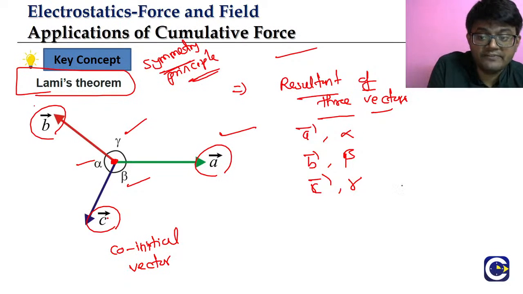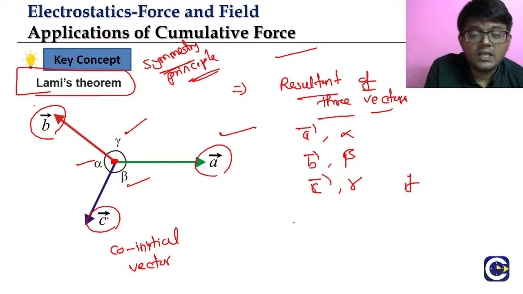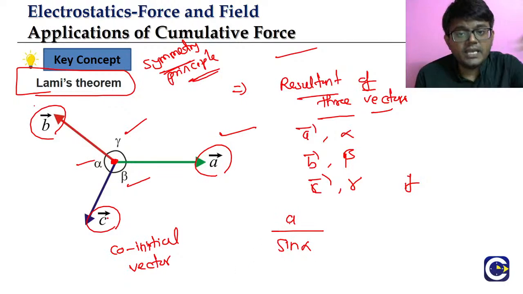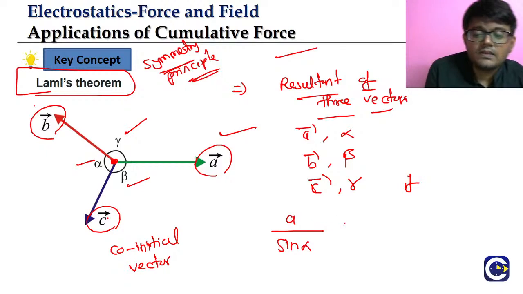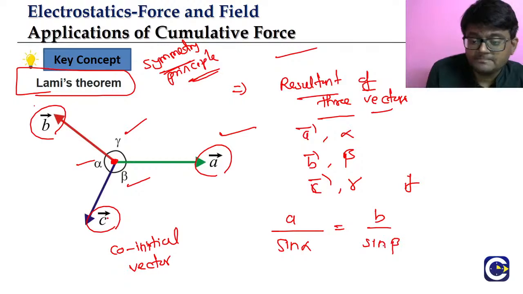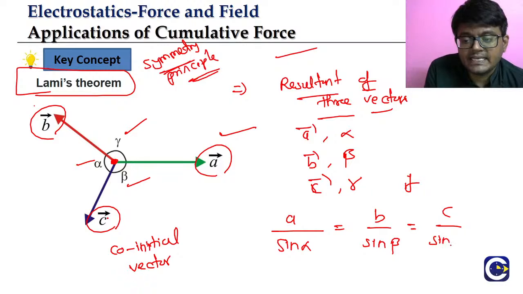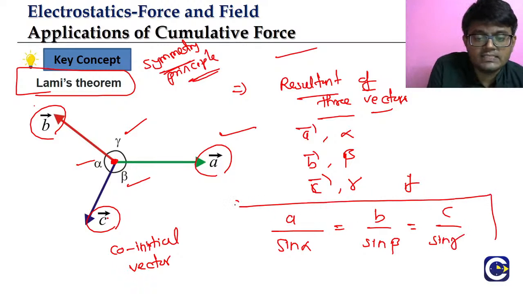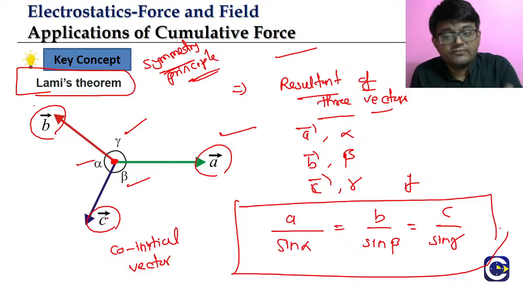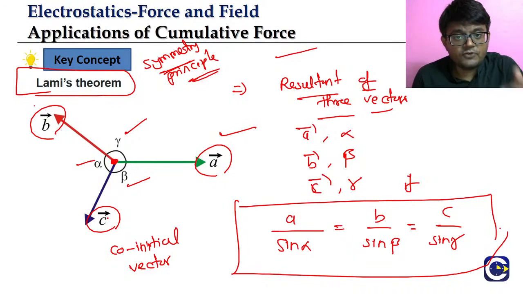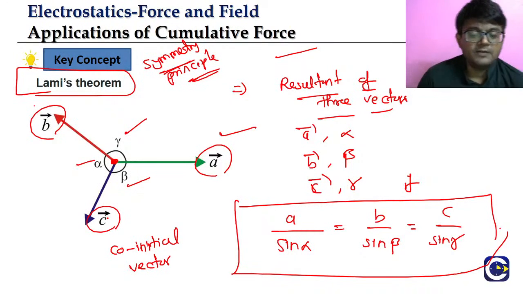Lami's theorem condition: if a vector has magnitude small a, take a divided by sin alpha, and the ratio is equal to b by sin beta, is equal to c by sin gamma. Correct? What is the condition? The condition is that a by sin alpha ratio is equal to b by sin beta ratio is equal to c by sin gamma.